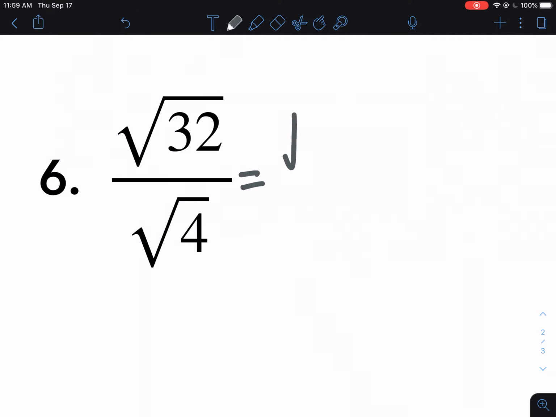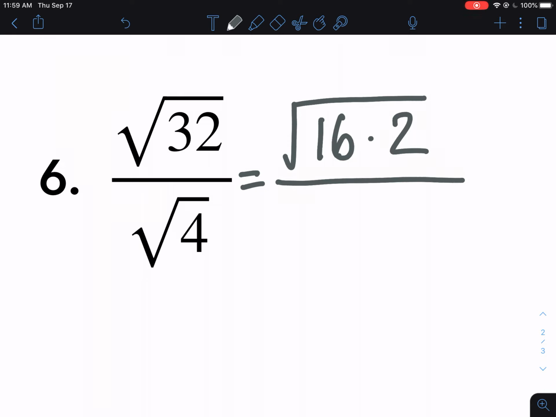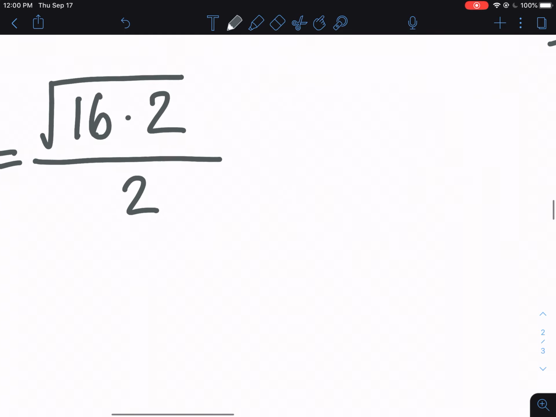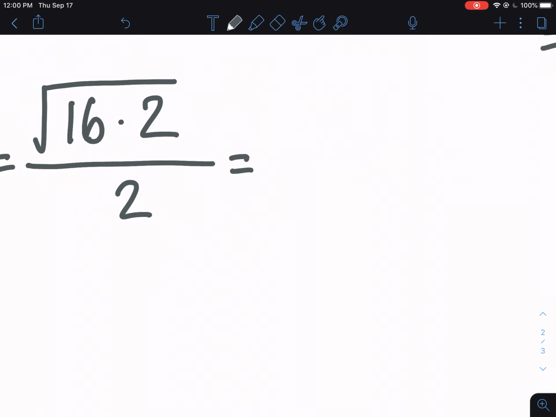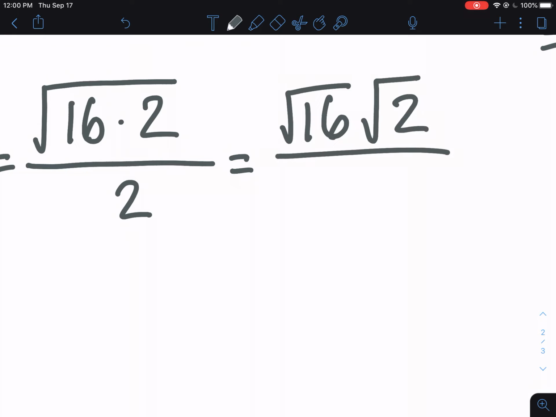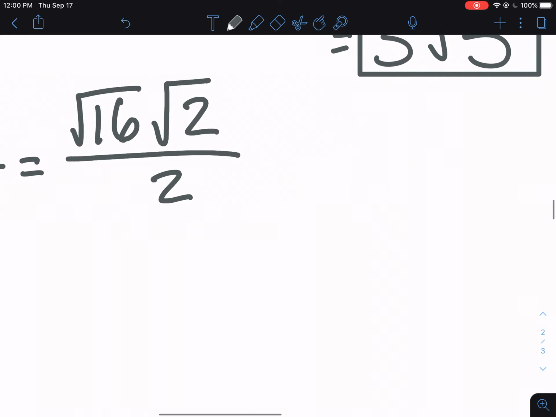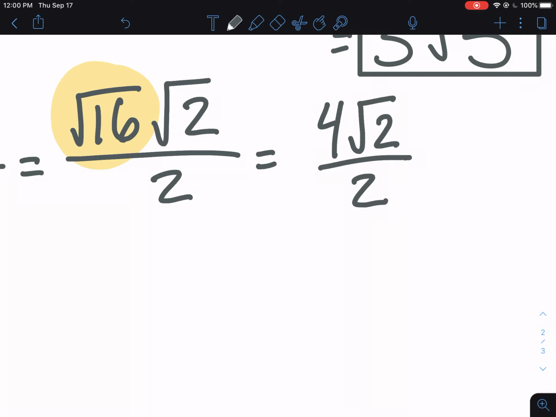So the square root of 32 is the same thing as the square root of 16 times 2. And the square root of 4, well guys, guess what? The square root of 4 is 2. So we can just leave that just like that. Isn't that so nice? And we can break the top up into the square root of 16 times the square root of 2, all over 2. The square root of 16, well, that's a perfect square. The square root of 16 is 4. Then you have rad 2, all over 2.